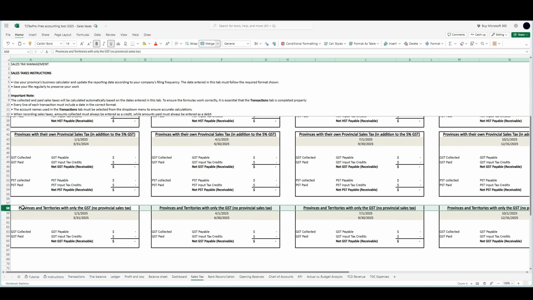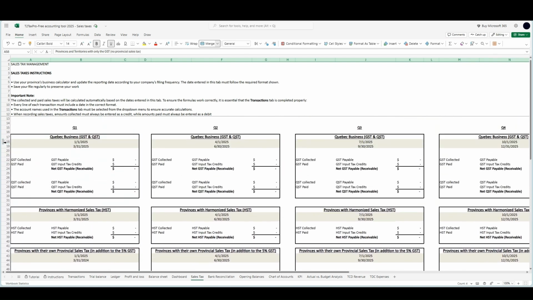Update your reporting date based on your company's filing frequency: monthly, quarterly, or annually. The Excel file is currently set up for quarterly reporting, with Q1 starting in January and Q4 ending in December each year. If you modify the dates in the Sales Tax tab, make sure the date format matches the required structure in your spreadsheet to ensure accurate calculations.